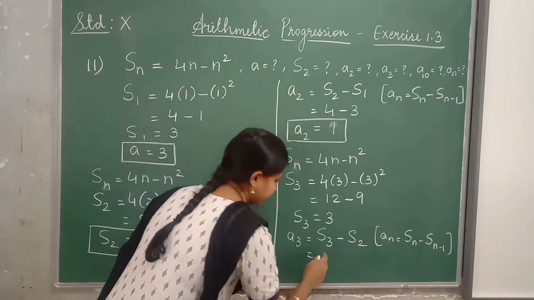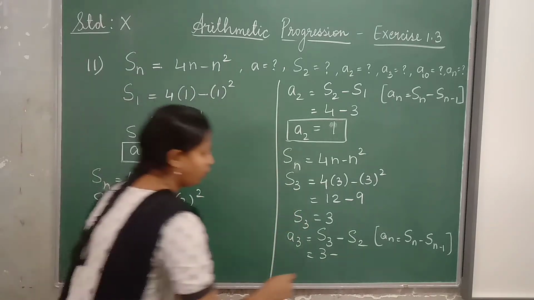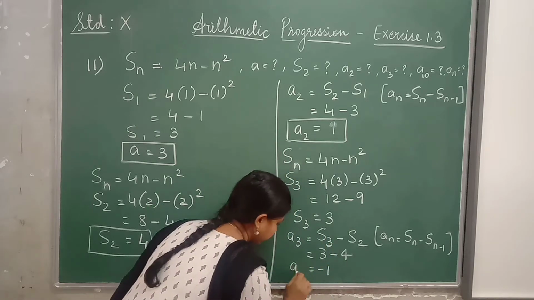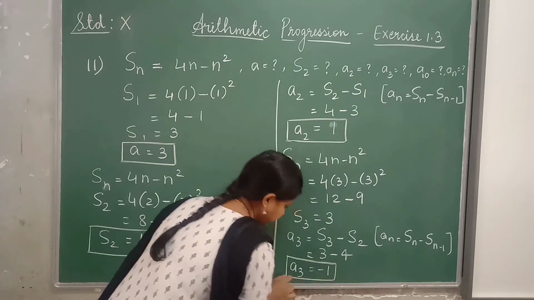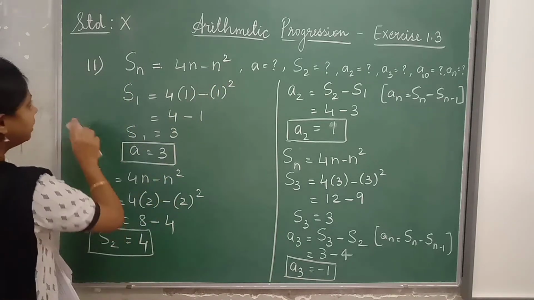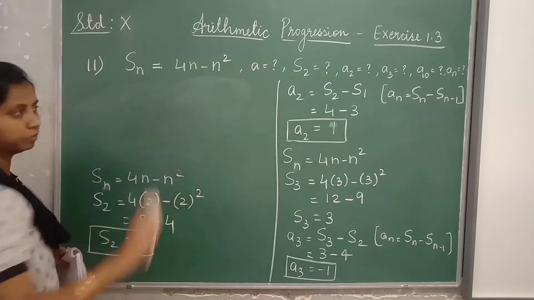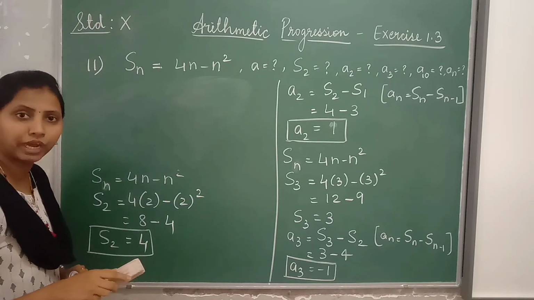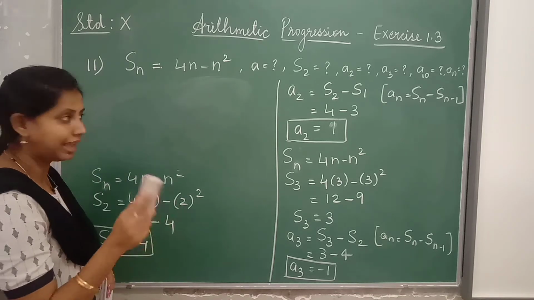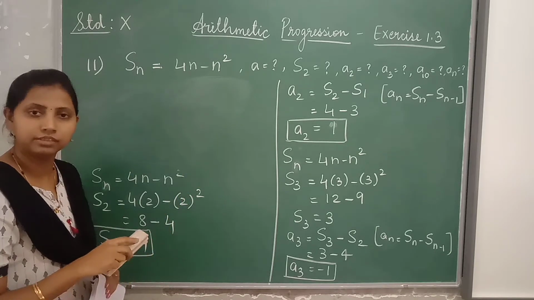Okay, so now S3 is nothing but 3 and S2, we have found it out here, it is 4. So 3 minus 4 is nothing but minus 1. So the third term is minus 1. Okay children, now next let's find the 10th term. To find the 10th term, again you have to find the sum of 10 terms and the sum of 9 terms. Then you can find the 10th term using the formula Sn minus Sn minus 1.